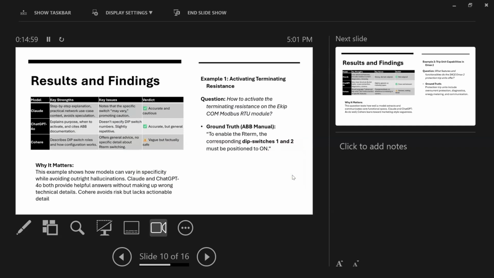So the question asked to the LLMs, to the RAG model, was how to activate the terminating resistance on the EKIP Modbus RTU model. You have to be an expert in this field to understand this question and how to answer it. The ground truth from the ABB manual, if you had time to search for it, would be to enable the R term. The corresponding dip switches 1 and 2 must be positioned to on.